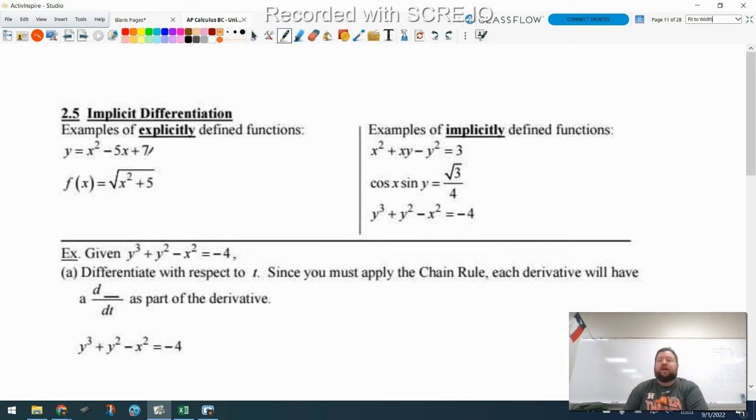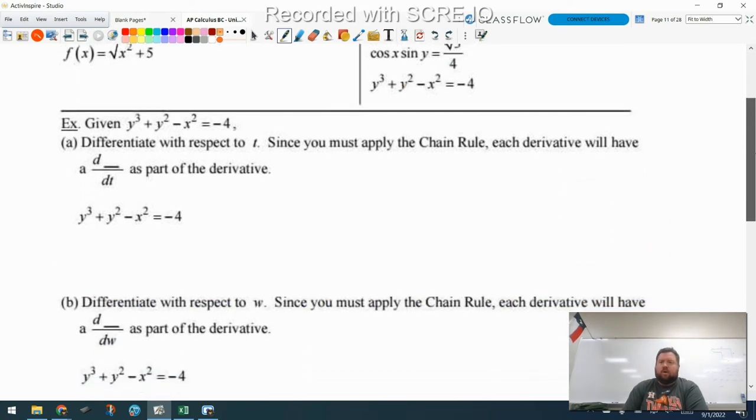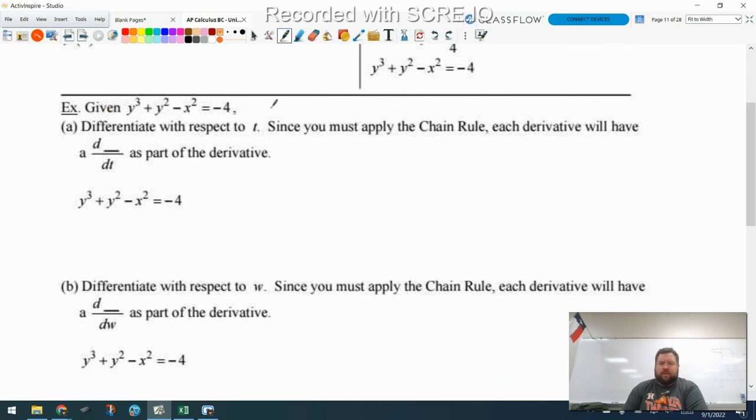They're explicitly defined because the y variable or the output variable is by itself on one side of the equal sign, and all of the input variables are on the other side. Okay, implicitly defined functions have the input and output variables mixed together. All right, so we are going to learn how to take the derivative of functions that look like the ones on the right today.